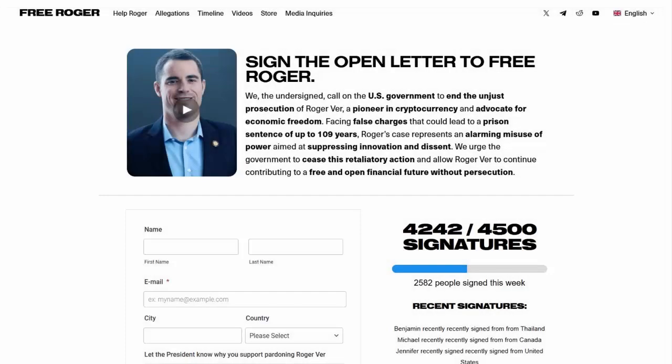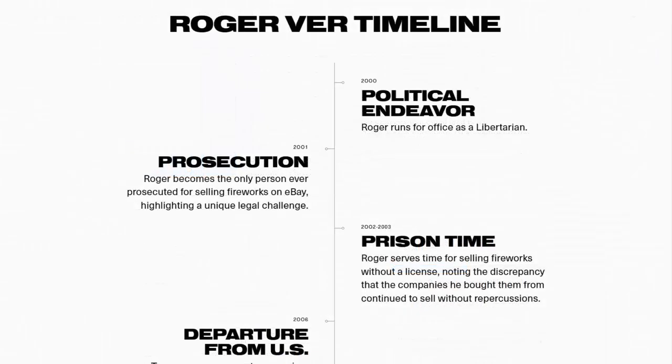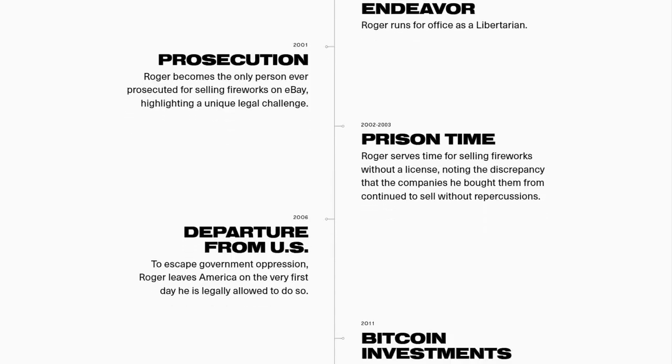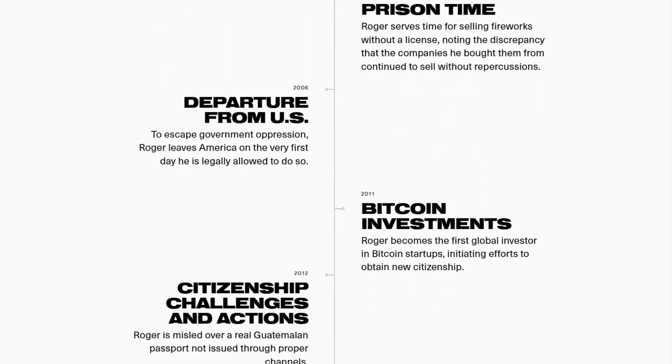Now Roger is facing up to 109 years in prison. Let that sink in for a second. Here's the messed up part. Roger has been trying to communicate with the IRS for the last 7 years to figure out if he owed any taxes. Because remember, he was buying Bitcoin back in 2011 or 2012.